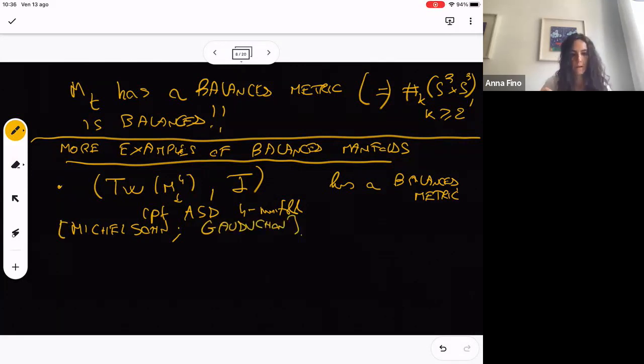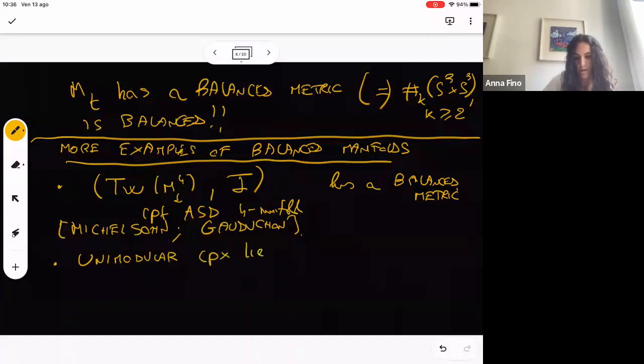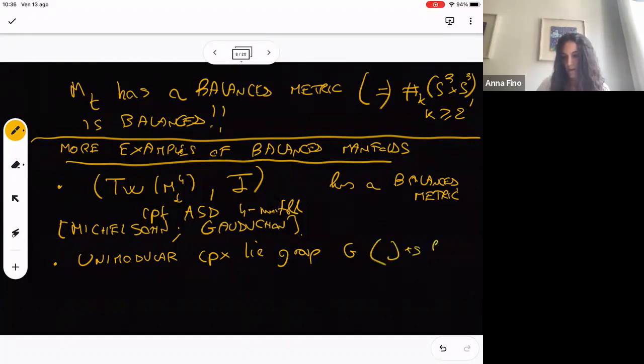But there are more simple examples in terms of Lie groups. If you take a unimodular complex Lie group G, complex in the sense that J is bi-invariant. The complex structure J is bi-invariant. Okay, so that means they commute with the actions.